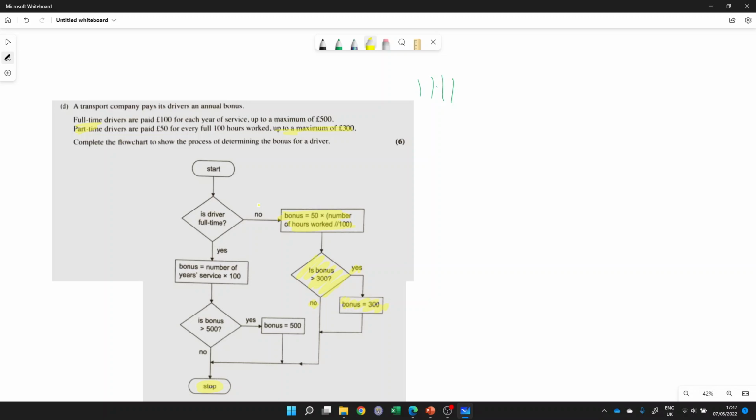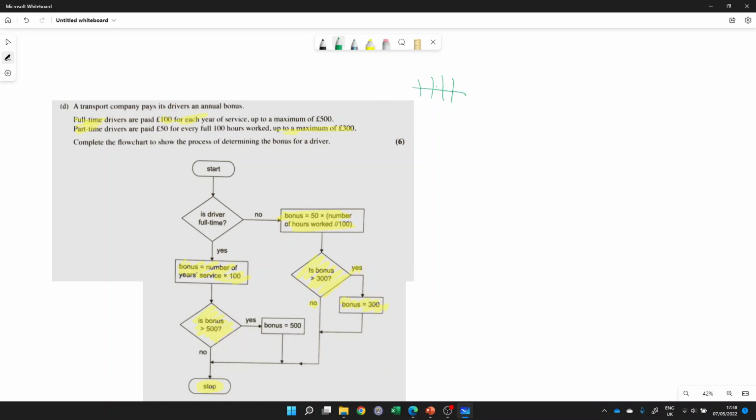Now let's talk about full-time drivers. So here, is driver full-time? Yes. We'll have another process. In this case, we're going to calculate the bonus by saying the number of years service times 100. So that's 100 for every means multiplied by every year of service, up to a maximum of 500. So here, if it's more than 500, we need to reduce it. Hang on, I've got confused by how many points, how many marks, that's the word I'm looking for.